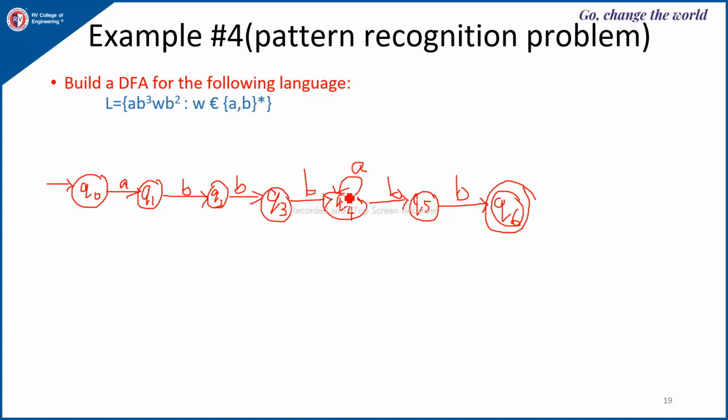Now if the string is A, B raised to 3, A, B, B raised to 2, that should also be accepted. So A, B cube, A, B, and again B, B. So that should be accepted. So for Q5 you have already covered it. So just a minute.